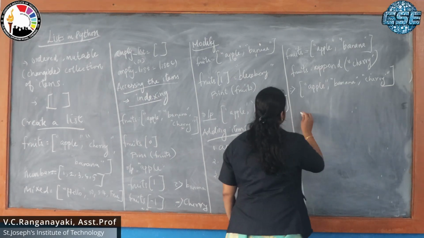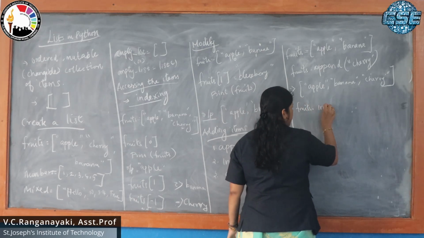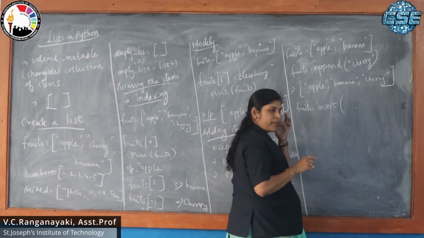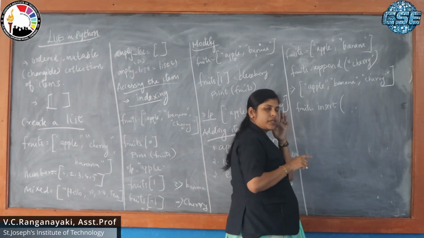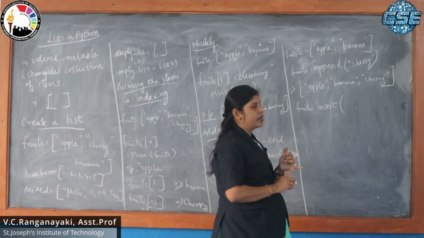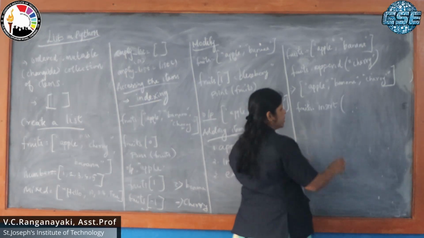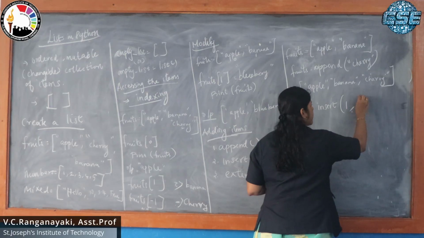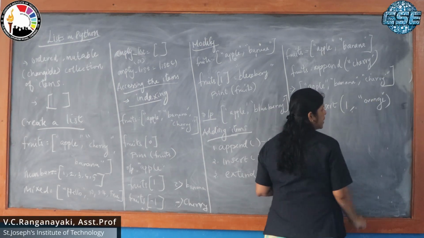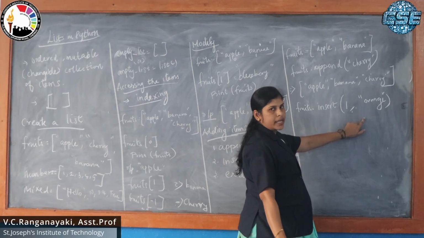Next is fruits dot insert. We can insert an item at a specific location, the specific index. So we should give an index point. I want to insert an item at first position, first index. So 1, orange. Okay, so in the first index I want to insert an item orange.